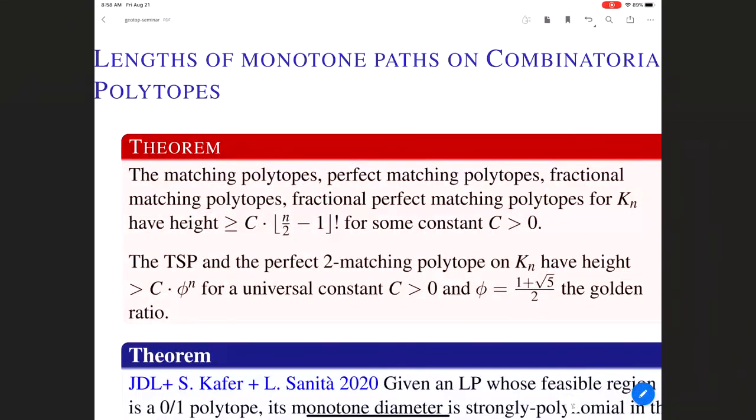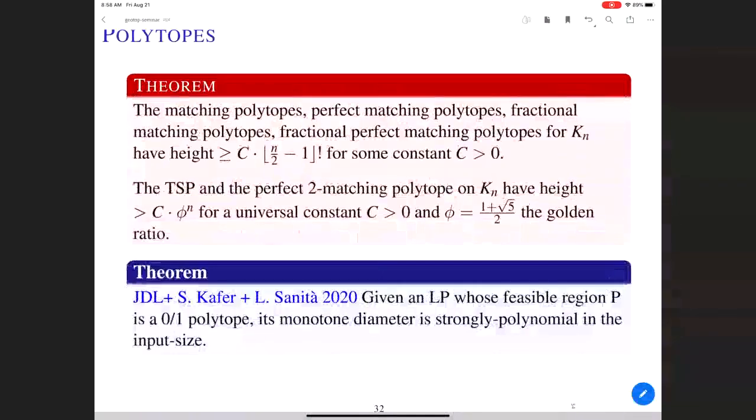Nevertheless, at the same time we showed, and this is again a very fresh theorem, that given a linear program whose feasible region is a 0-1 polytope, so one of these combinatorial polytopes, the monotone diameter is bounded strongly polynomially in the input size. So we have a proof that using the steepest edge pivot rule, these follow a very, very short path. That's a very nice theorem because there's a high contrast, right? You have these very important polytopes like the traveling salesman polytope that might have these long pathological paths, but at the same time you can guarantee there's something short to get to the optimal solution, right?